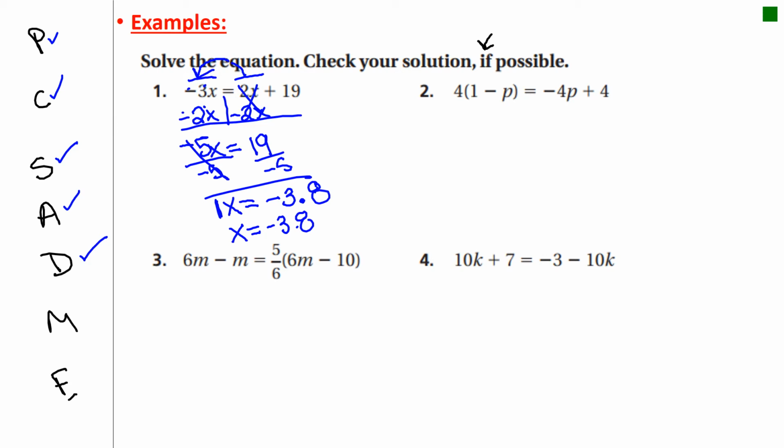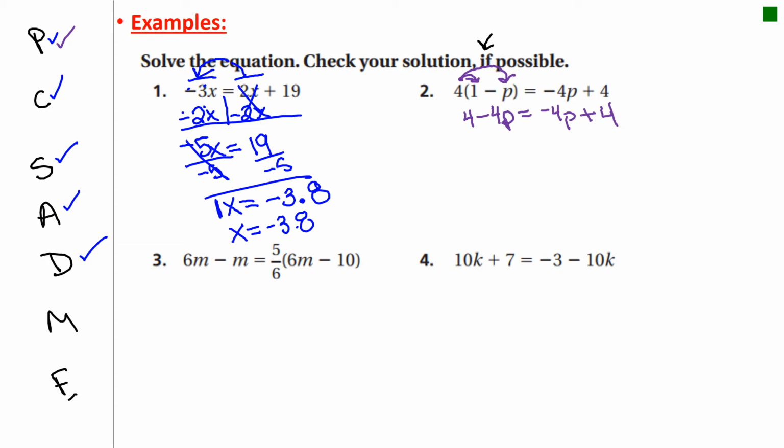All right, let's go to number 2. Are there parentheses? Yes. So, distributive property to get rid of the parentheses. 4 times 1 is 4. 4 times negative p is negative 4p. Rewrite. All right, we got done with our parentheses.